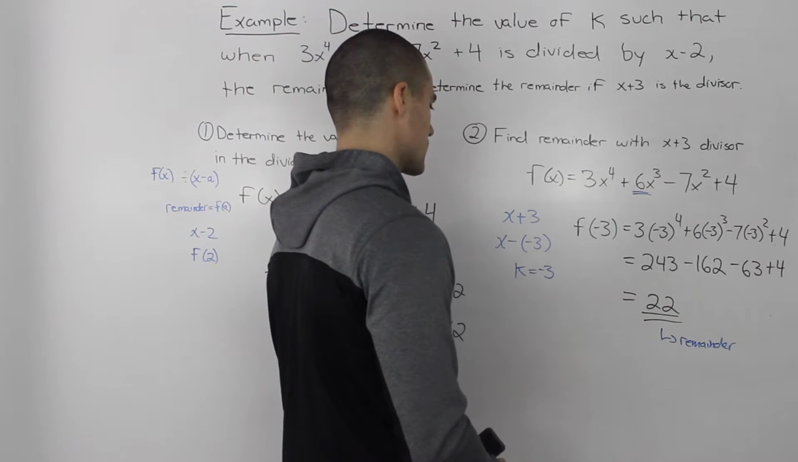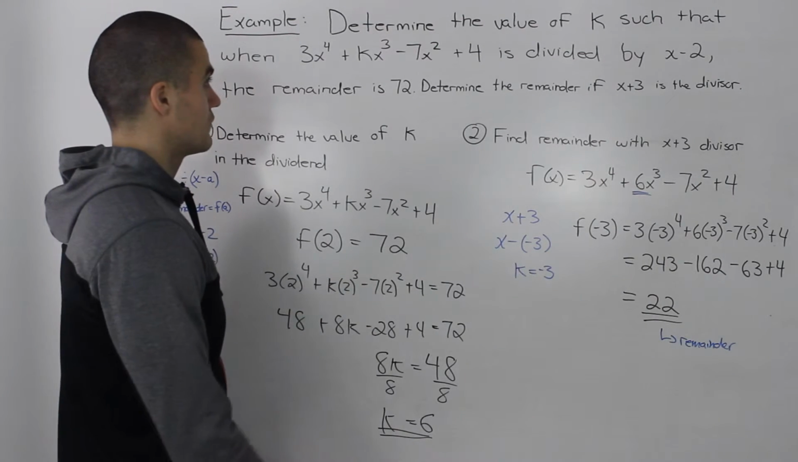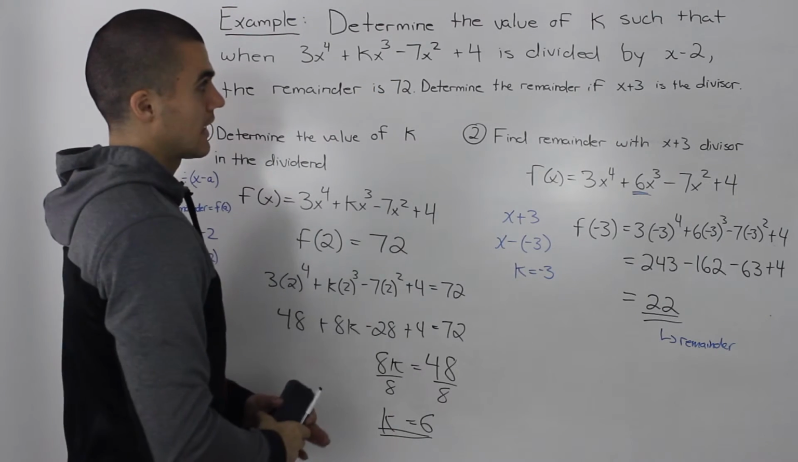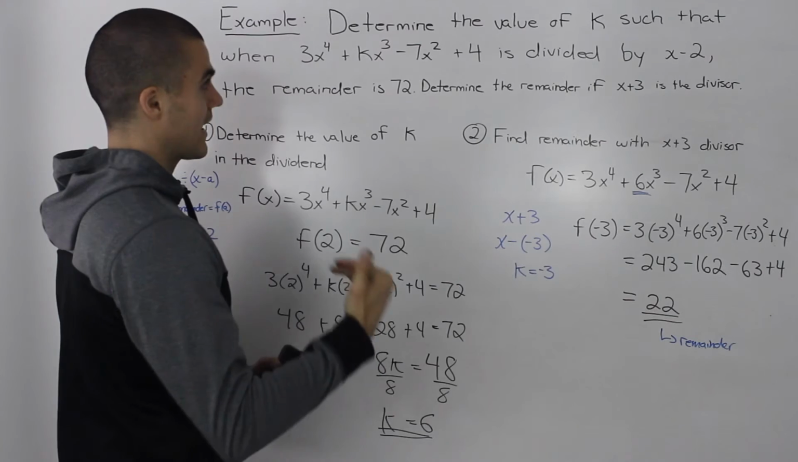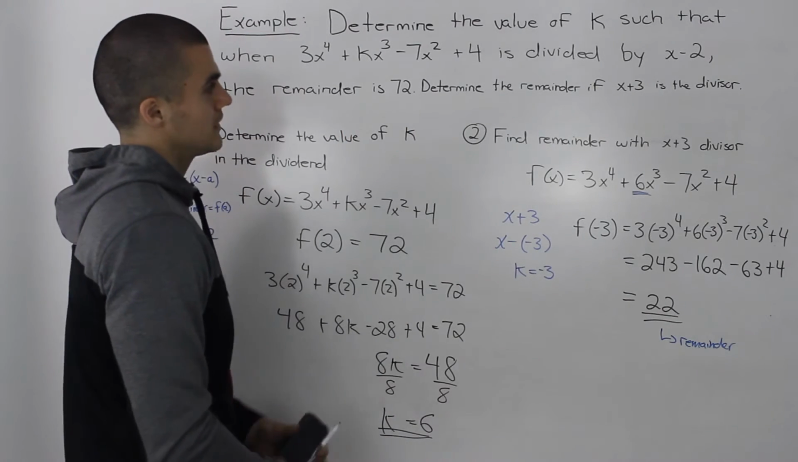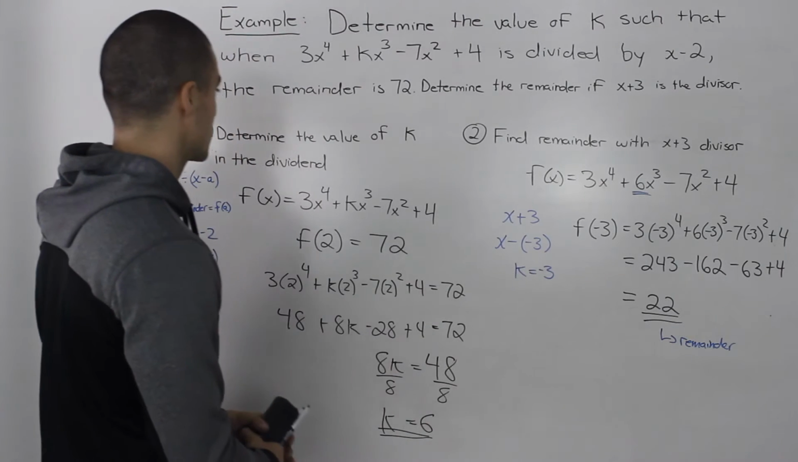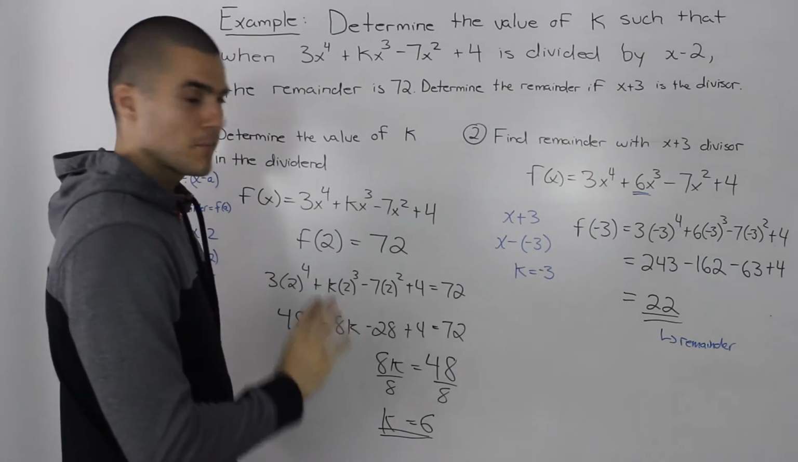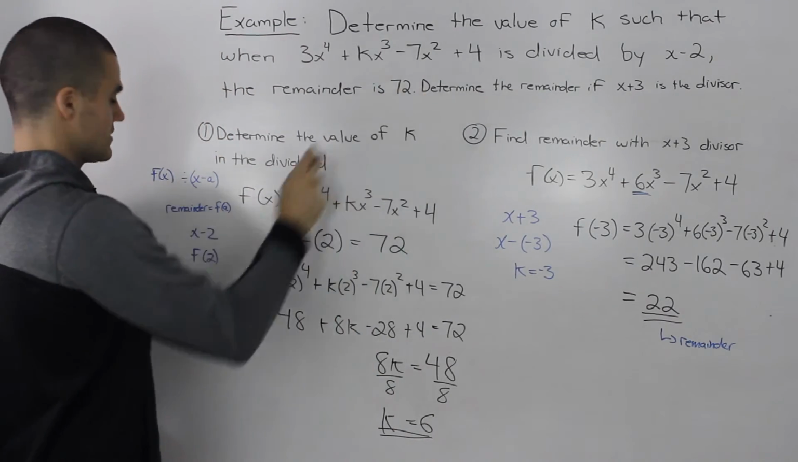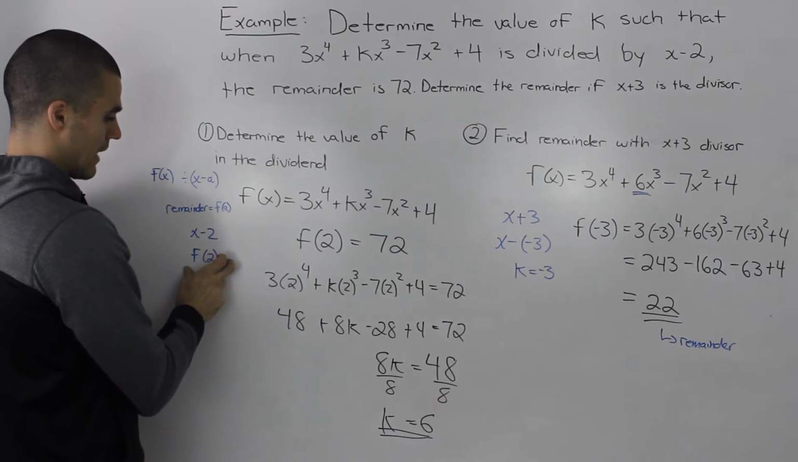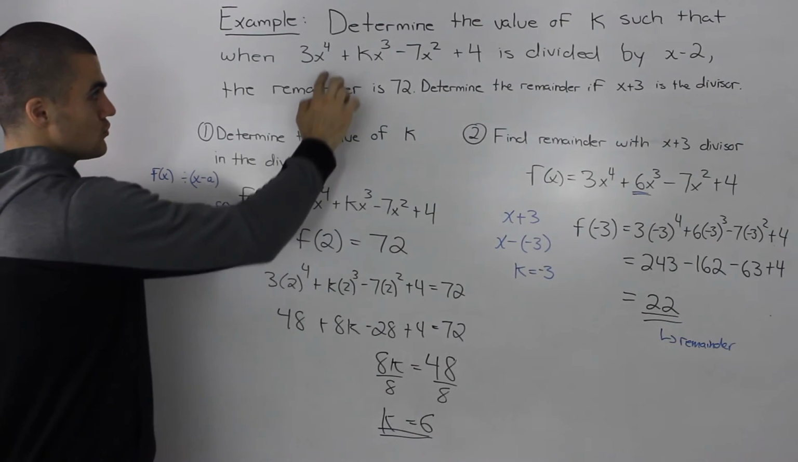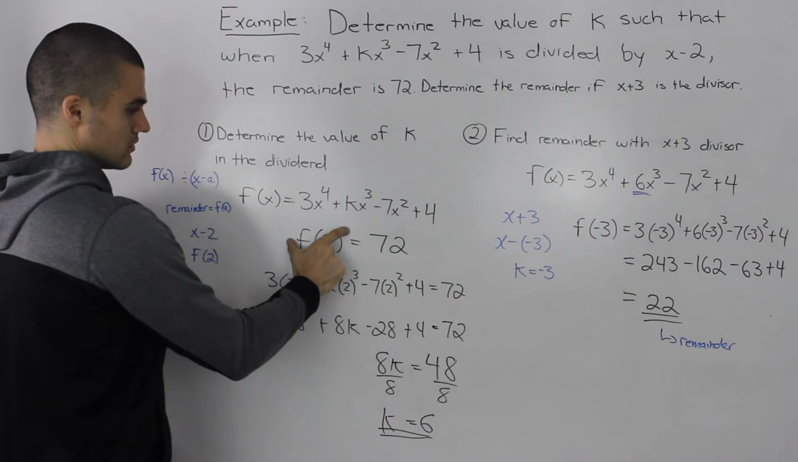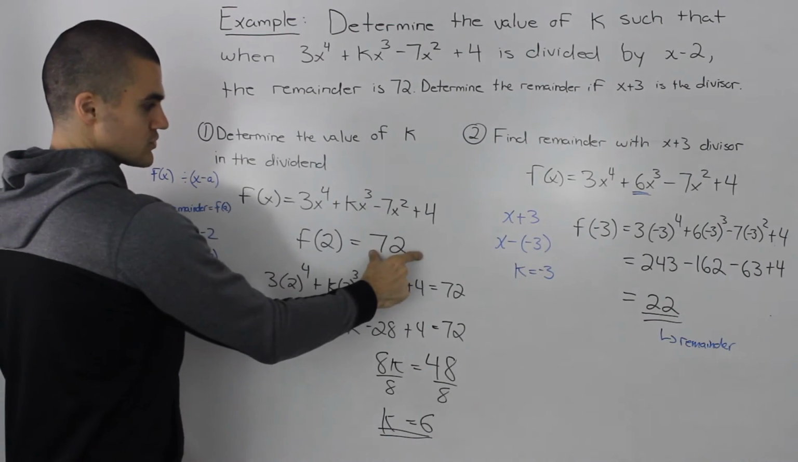a remainder of 22. So let's do a quick recap of what happened here. We were given a dividend with a missing leading coefficient, and we were told that if it's divided by x minus 2, the remainder is 72. And then we have to determine the remainder when x plus 3 is the divisor. So we first start off by finding the k value in the dividend. And we can do that using the remainder theorem. Since our divisor is x minus 2, our remainder we can find by plugging in 2 for the x values in the dividend, or just having f of 2. So f of 2 represents the remainder using the remainder theorem, and we're told that it's equal to 72.